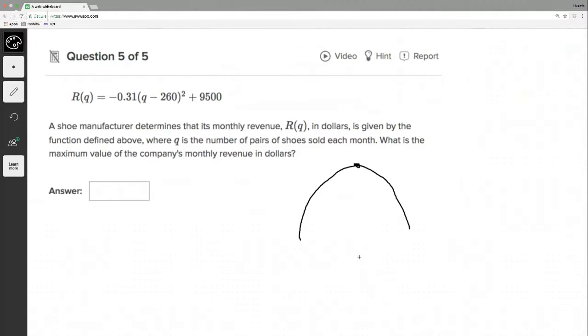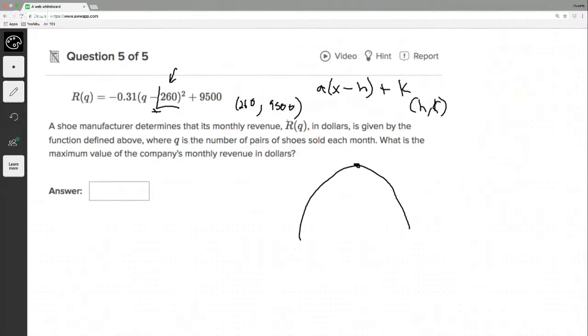We are lucky, or they've made this problem easy in a way, because they've put this in vertex form. Vertex form is where what's in here is literally this value right here. Vertex form is a times (x minus h) squared plus k, where the vertex is (h, k). So you see what they've done? They've literally put our h right here. So the vertex is 260, 9,500. Okay, that's pretty interesting.